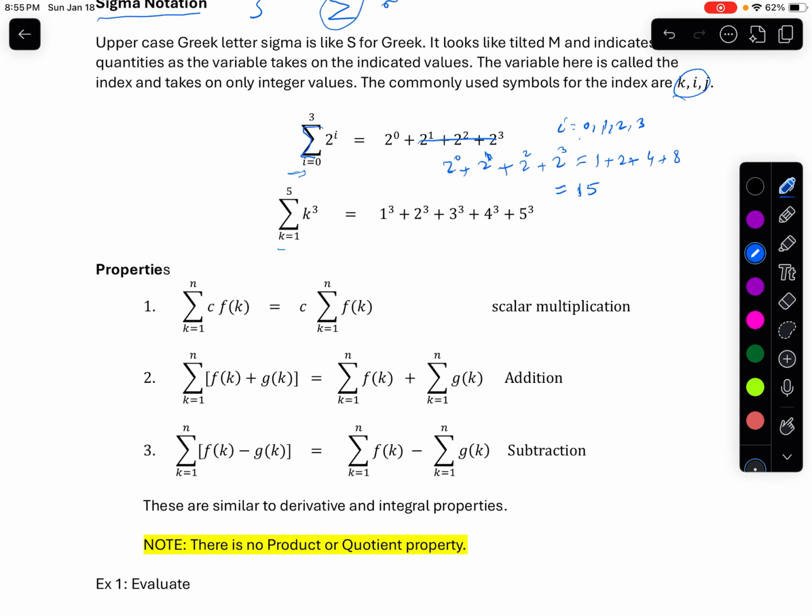So now we have k to the third. Now in the first example, the variable was in the power, so the base remained the same or didn't change, the power is changed. Now in this case, the index is in the base and the power is 3.